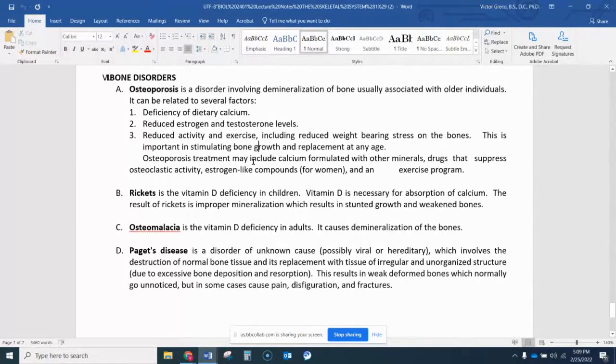And what we know about remodeling is that the more stress you put on the bone, the stronger it becomes. So that's why treatment always includes an exercise program to put physical stress on the bone, so your osteoblasts will lay down more bone.